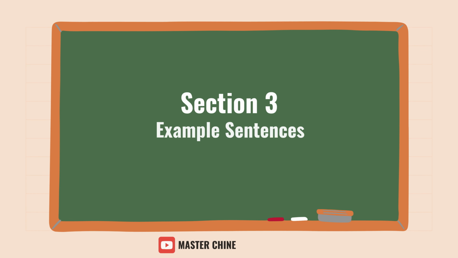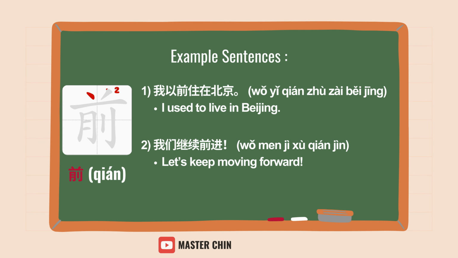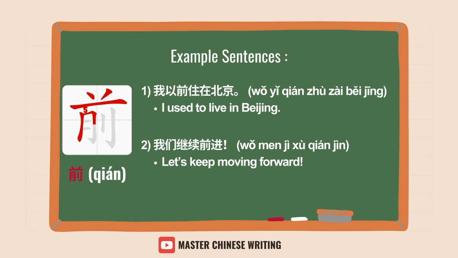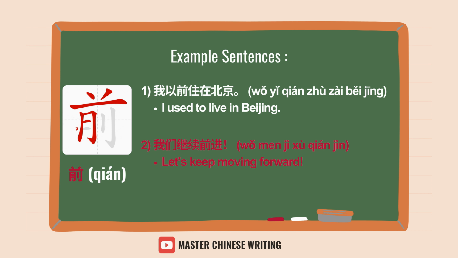Section 3. Example sentences. 我以前住在北京. I used to live in Beijing. 我们继续前进. Let's keep moving forward.